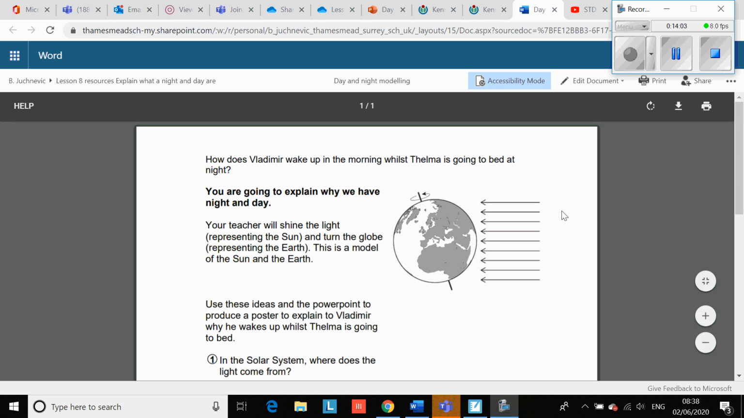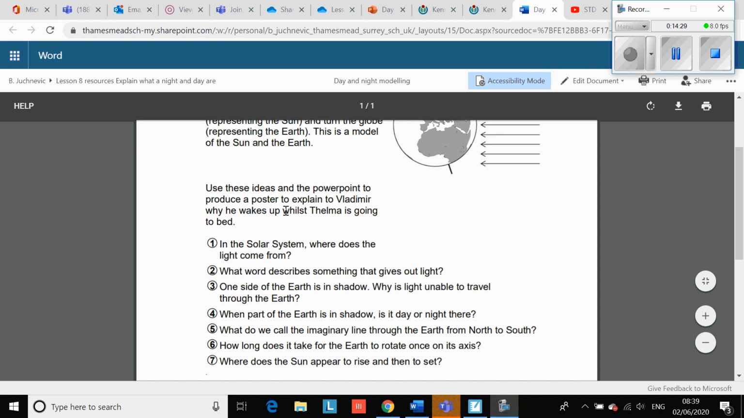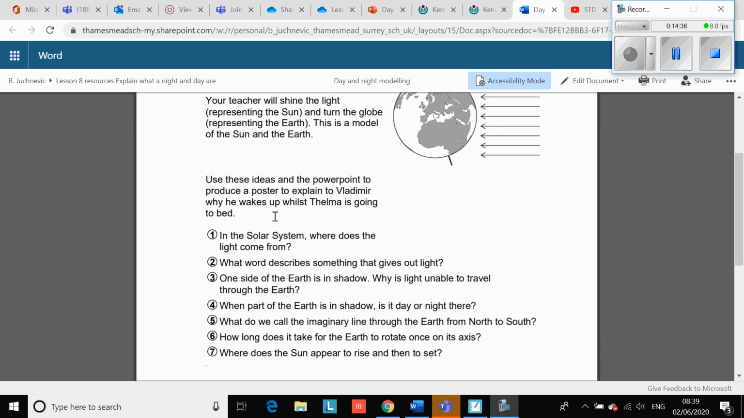This is the sheet which is an assignment. So, it asks, how does Vladimir wake up in the morning while Thelma is going to bed at night? You're going to explain why we have day and night. So, this was the experiment I was going to do. I was going to use a globe. And if you've got a globe at home, you can do this yourself. Put a source of light next to the globe and spin your globe. See what happens. And then use the ideas from the PowerPoint to produce a poster to explain why he wakes up while Thelma is going to bed.